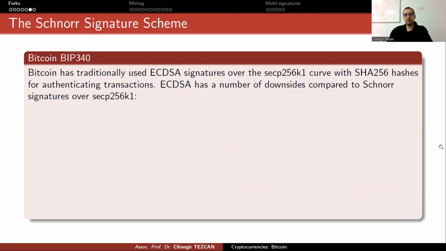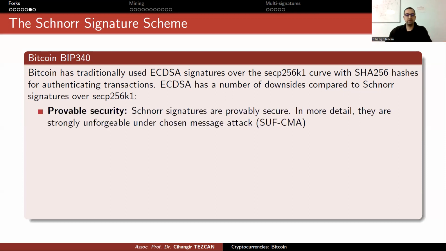So Bitcoin has traditionally used elliptic curve digital signature algorithm signatures over the famous SECP256K1 curve with SHA-256 hashes for authenticating transactions. The elliptic curve digital signature algorithm has a number of downsides compared to Schnorr signatures over this elliptic curve. The thing is that Schnorr signatures also use this elliptic curve, okay? So there are two different algorithms using the same elliptic curve. Both of them are signature algorithms.